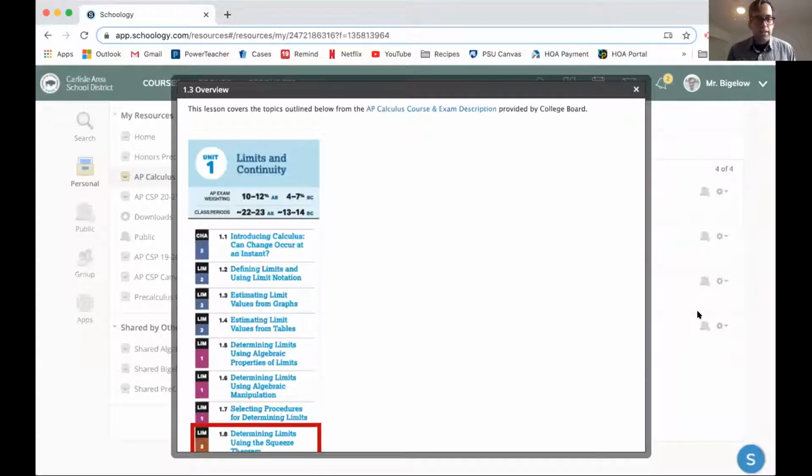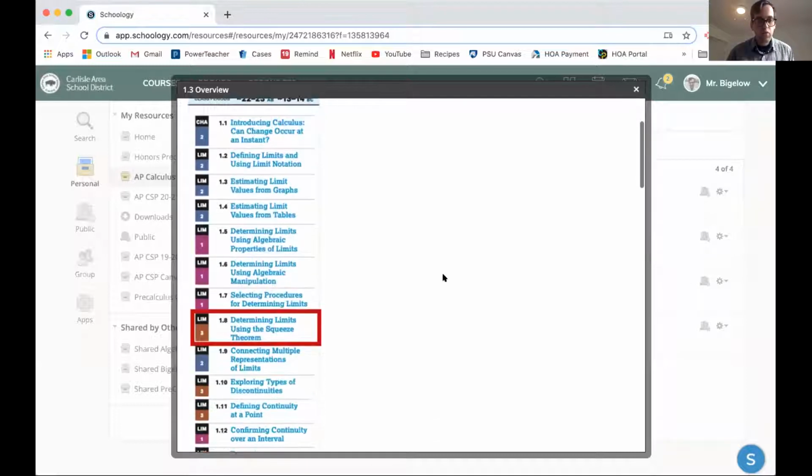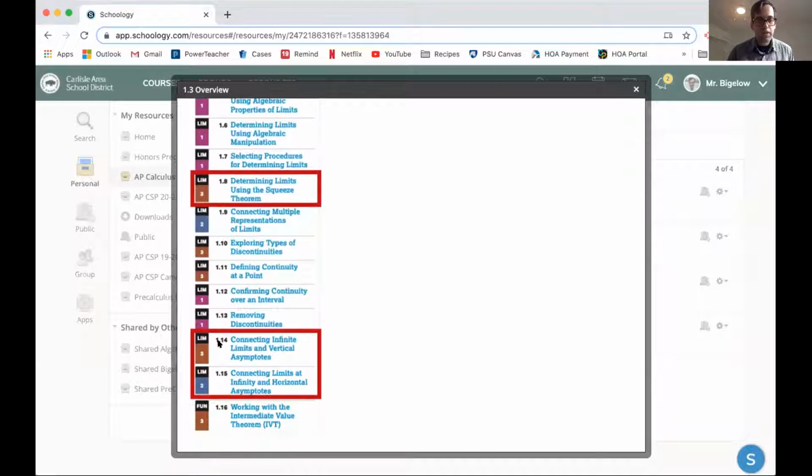All right, Calc BC. Today we are talking about lesson 1.3, more limits. And according to College Board's course description, this is going to be 1.8, 1.14, and 1.15. That's determining limits using the squeeze theorem, connecting infinite limits and vertical asymptotes, and connecting limits at infinity and horizontal asymptotes. You can see here that there are a lot of lessons that we're skipping.